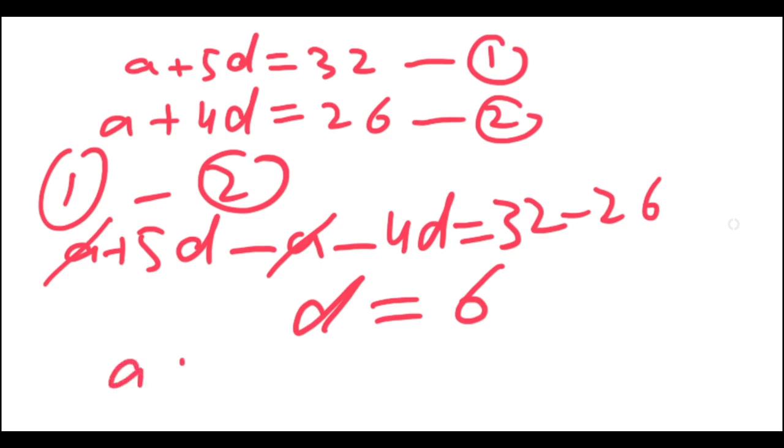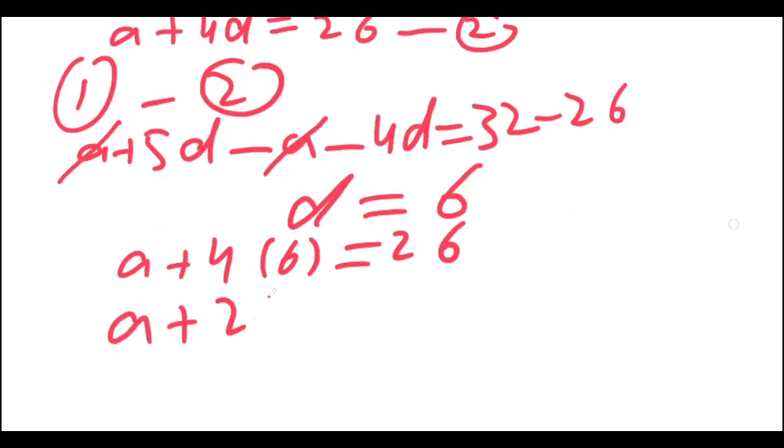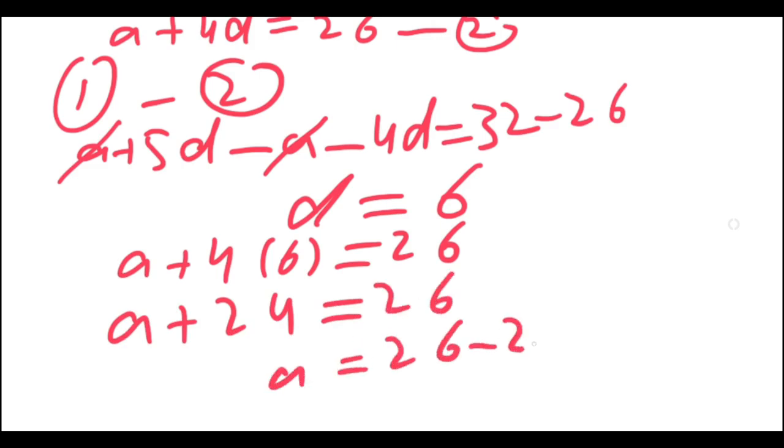So a plus 4d, with d as 6, is equal to 26. This becomes a plus 24 is equal to 26. A becomes 26 minus 24. A is equal to 2. Now we can determine the first 3 terms. Easy now.